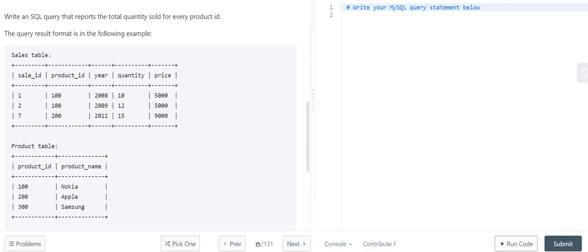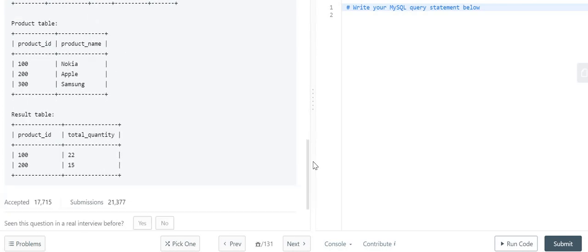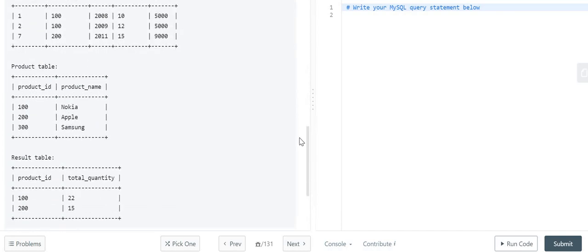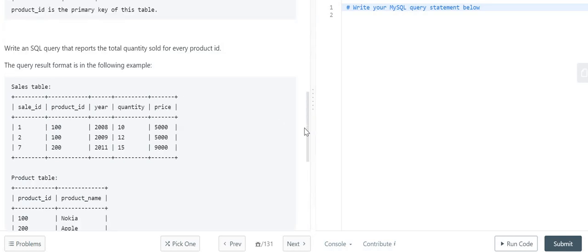Okay, and if you look at the result, it basically displays product ID and total quantity. Now product ID is something which you can get from the first table itself, the sales table. Now if you look at total quantity 22 and 15, this you cannot get from the product table, you can directly get it from the sales table, right? So basically the second table is totally unnecessary, right? So you can just take all the information from the first table.